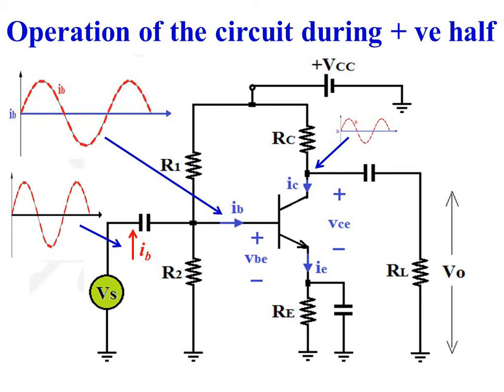So this is the diagrammatic representation of the circuit during positive half. There are two components for the base current, IBQ and small ib, which is shown in the red color. So the AC component flows from input signal towards base of the transistor.